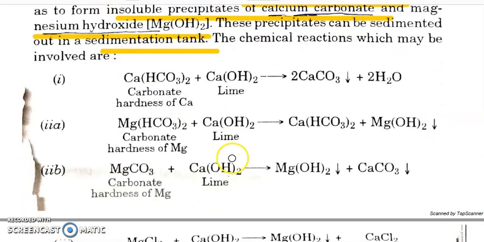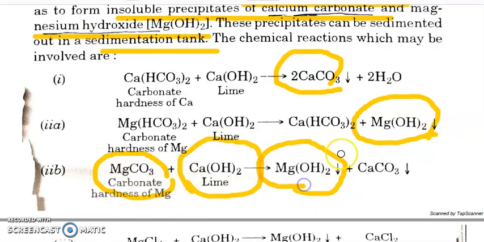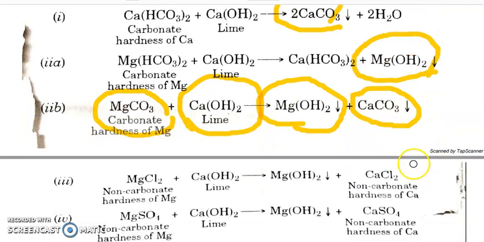In the lime soda process, you can see here calcium bicarbonate and magnesium bicarbonate, the salts causing temporary hardness. They react with lime, calcium hydroxide, and calcium carbonate and magnesium hydroxide are produced. These are all insoluble precipitates, right? Then similarly, magnesium carbonate reacts with lime and magnesium hydroxide is produced, which also gets precipitated. Similarly, calcium carbonate is produced, which is also insoluble and hence precipitates.